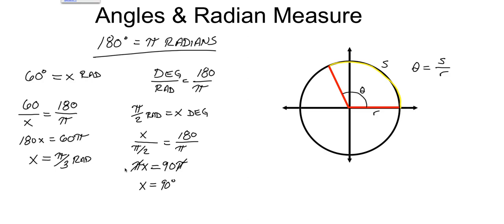So that's where radians and degrees come from. That's how you convert back and forth between them. That's how you can go from an arc length into radians or an arc length into degrees.